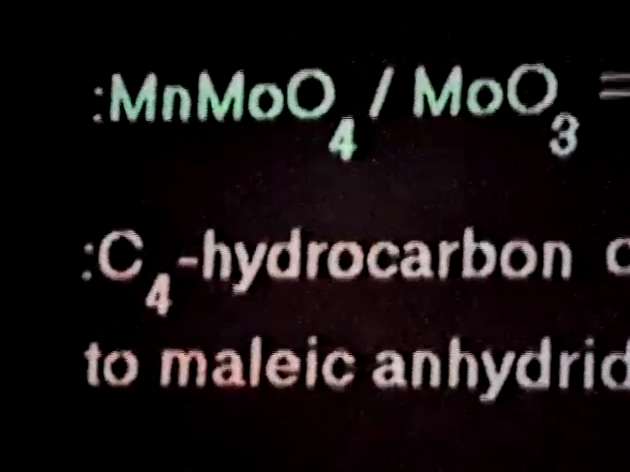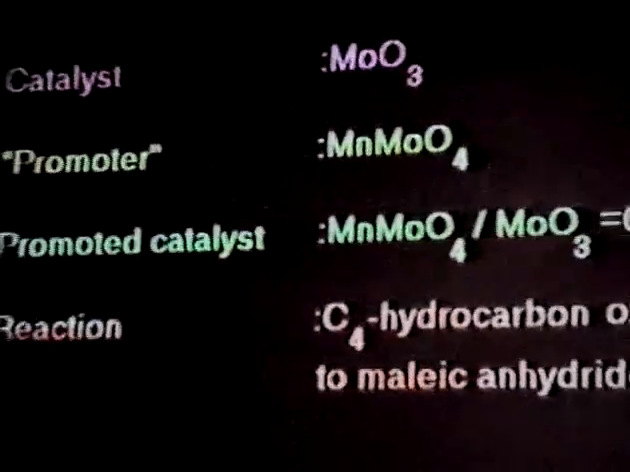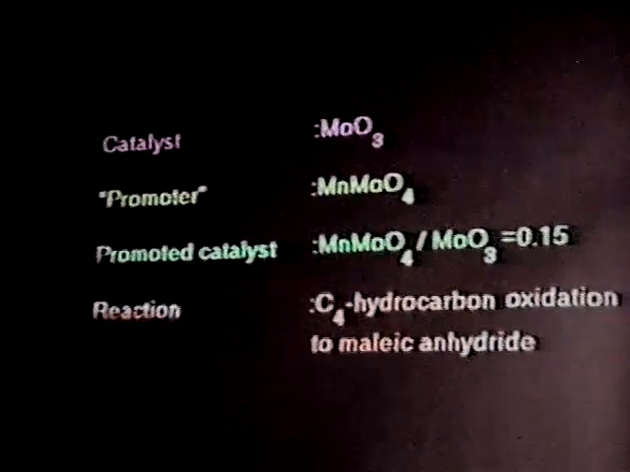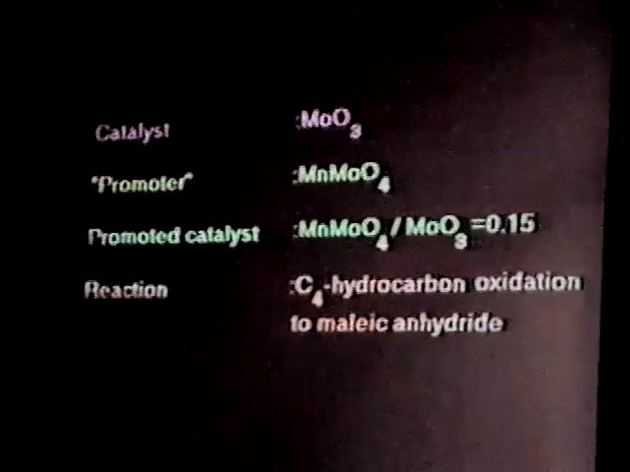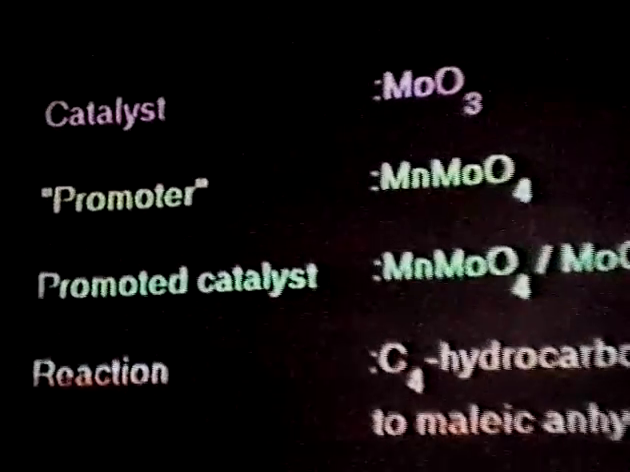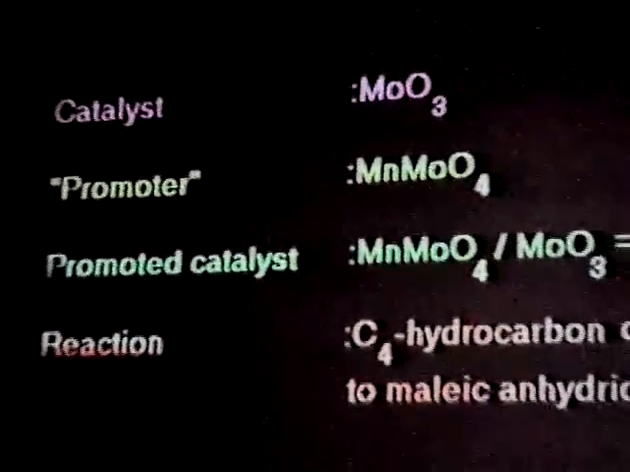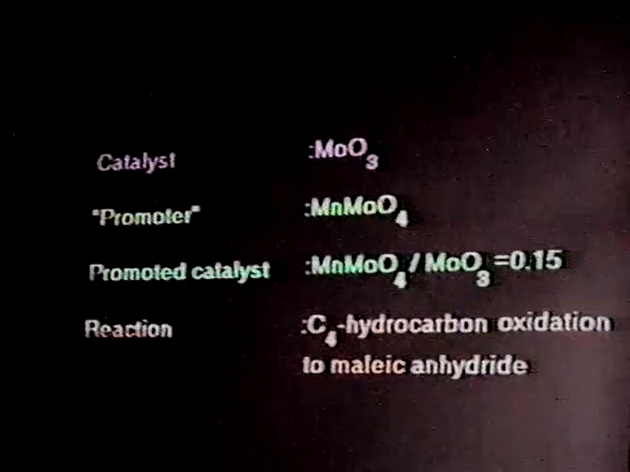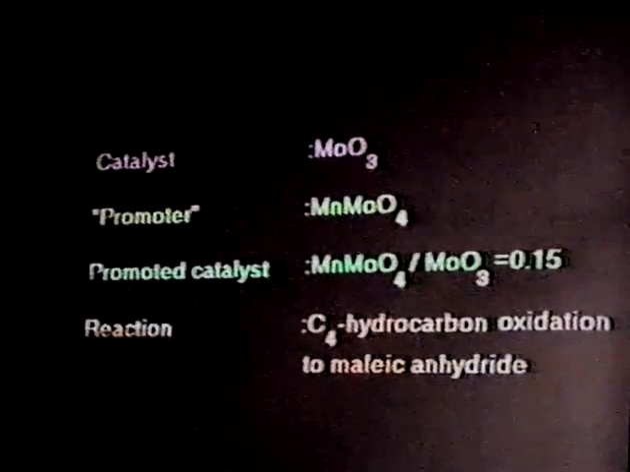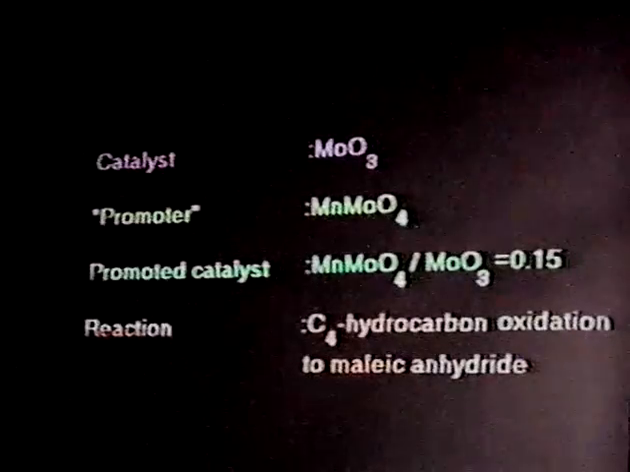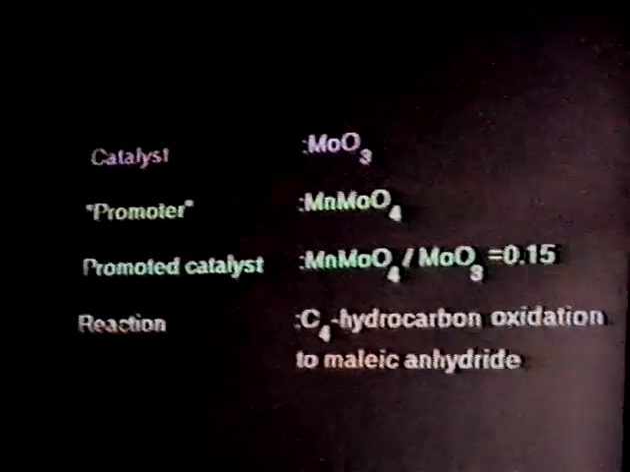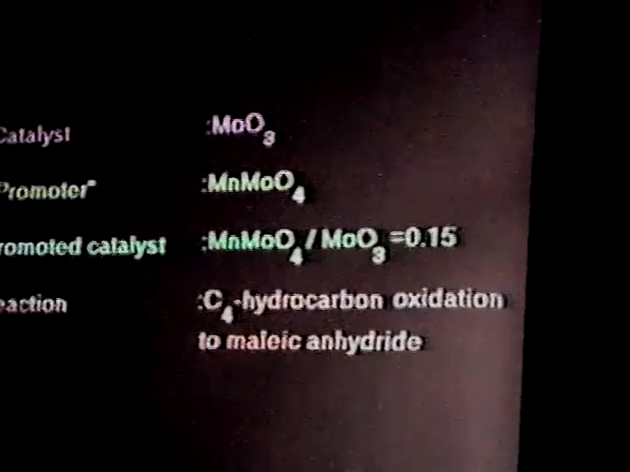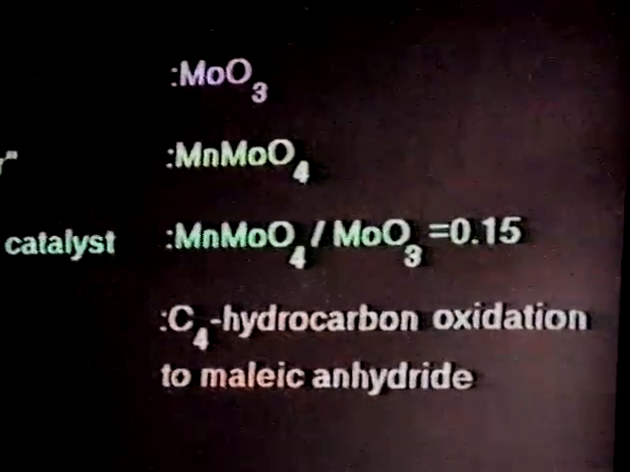The catalytic system we have focused on is molybdenum trioxide. Our earlier studies have indicated that molybdenum trioxide is capable of catalyzing the formation of maleic anhydride from C4 hydrocarbons, but it is not a very selective catalyst. When we tried to change the catalytic behavior of molybdenum trioxide by incorporating some simple molybdates into it, we saw that incorporation of manganese molybdate had a very strong promoter effect.